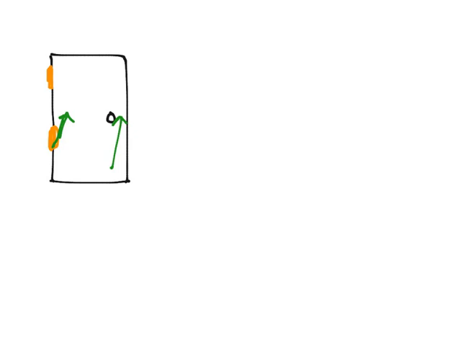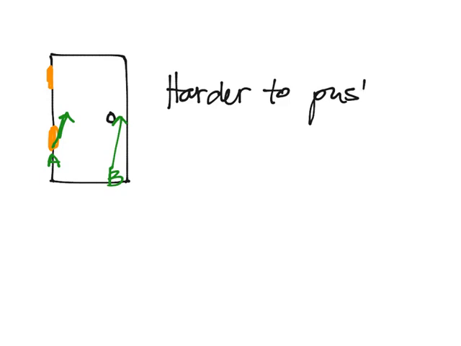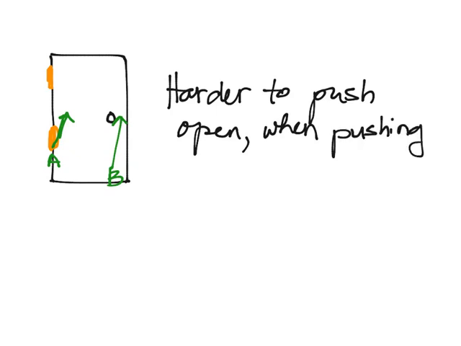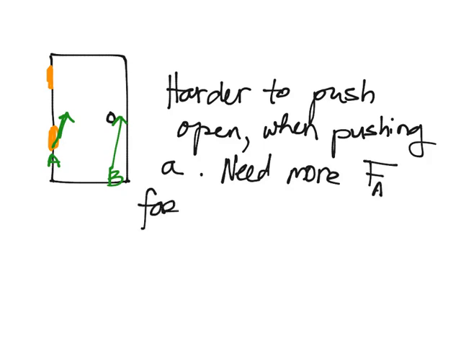Hopefully you're near some type of door. Let's call these places place A and place B. Hopefully what you notice is that it's a lot harder to push the door open when you're pushing at A. Or we could say you need more force applied for the same effect.